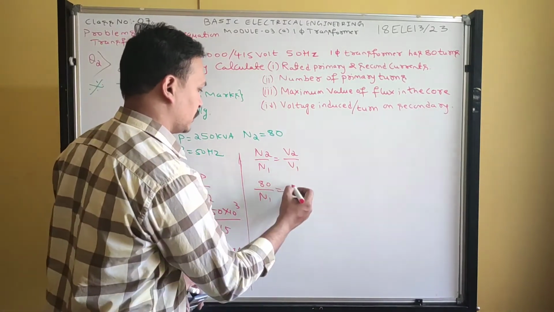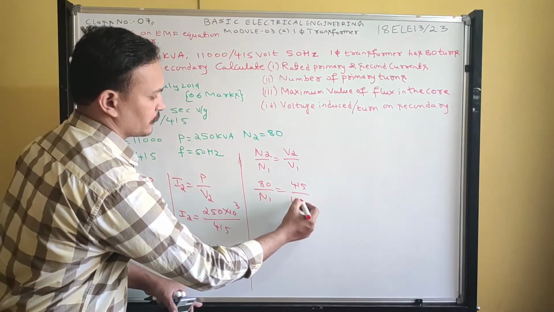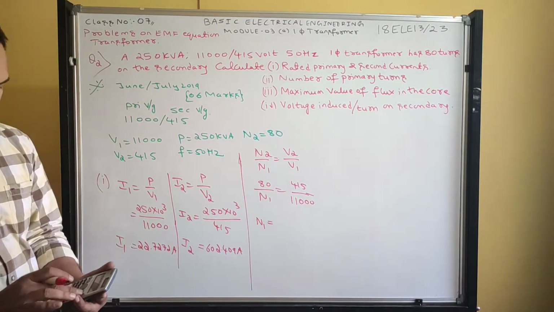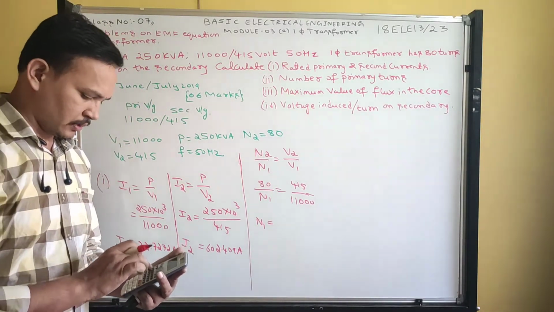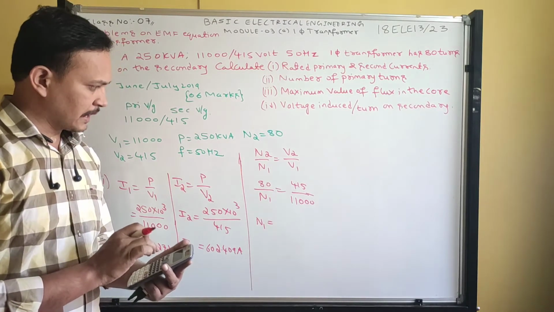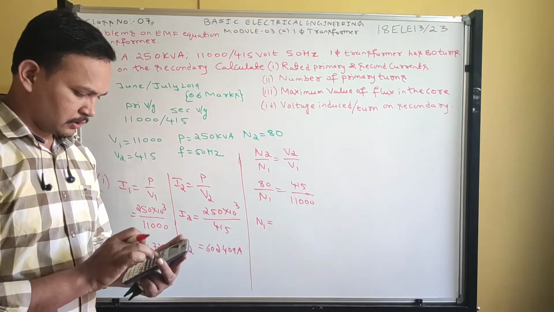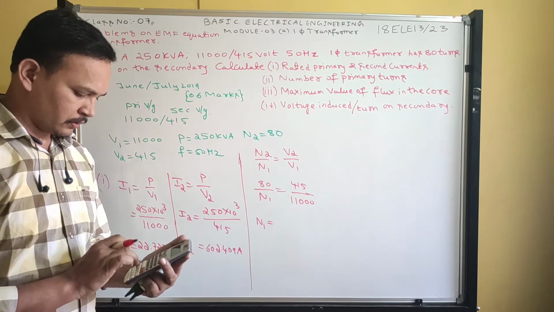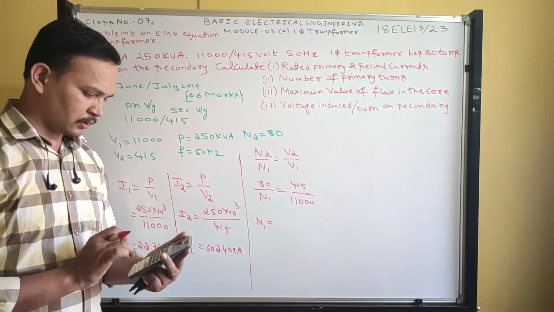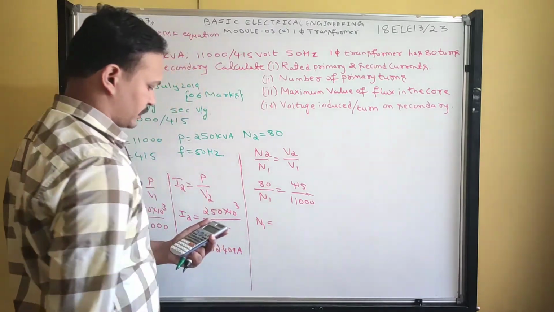What is V2? 415. What is V1? 11,000. So by solving this, we get N1 as some number of turns. I am doing it, so you also do along with me. 80 by N1 is equal to 415 divided by 11,000. So how much did you get? Yes, we got N1 number of turns.